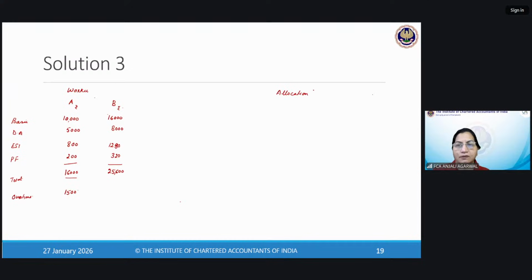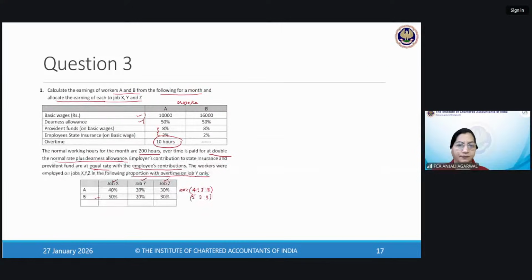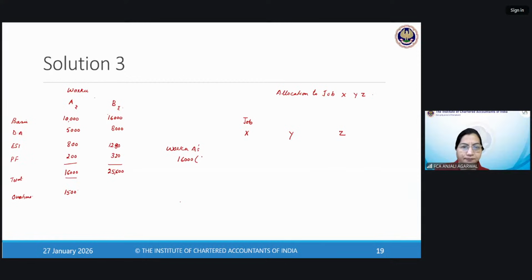Allocation to job X, Y, Z. Job X, Y, Z. Worker A's allocation, 16,000 in the ratio of 4, 3, 3. Overtime cost, that is only on Y.